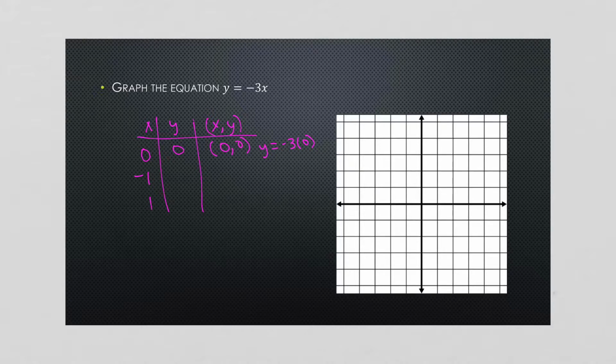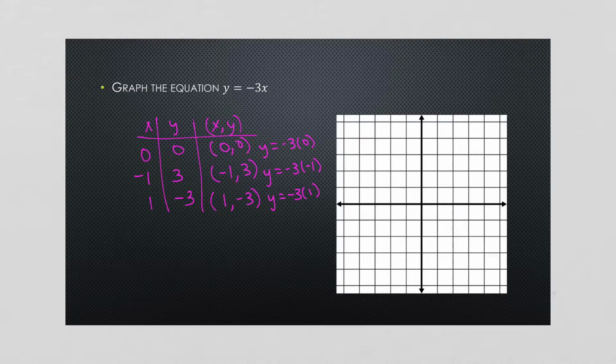Now I'm going to try negative 1. Negative 3 times negative 1 is positive 3. So I have an ordered pair, or a point, at negative 1, 3. And now I'm going to try positive 1. Negative 3 times 1 is negative 3. So I've got 1, negative 3.